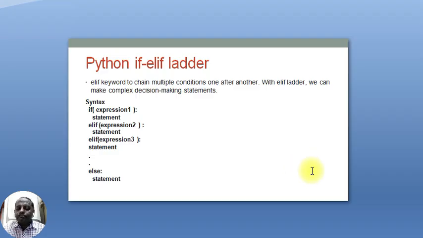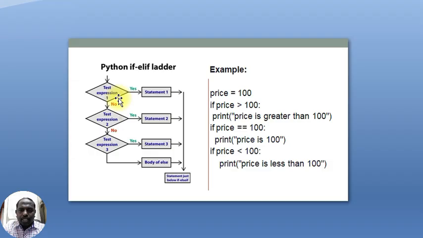Now we see the if else if ladder. So this is the flowchart diagram. See here, expression 1. If it is true, statement 1 is executed. If expression 2, statement 2 is executed. If expression 3, statement 3 is executed. See here, if expression 1 failed, expression 2 comes. If expression 3 failed, it comes to the body of else.